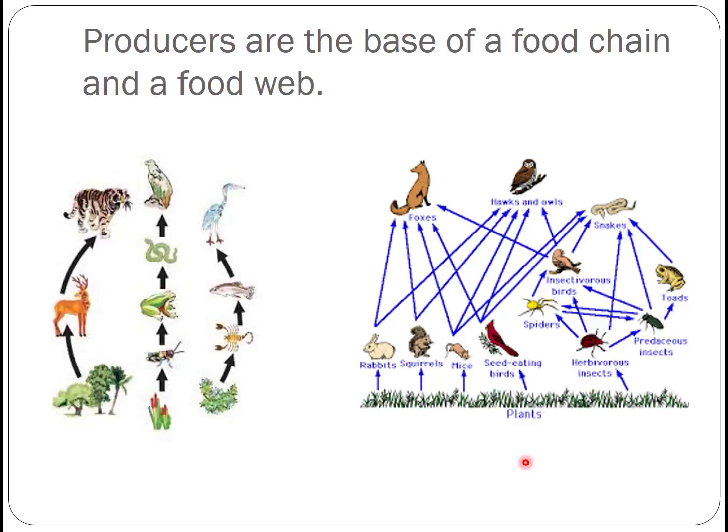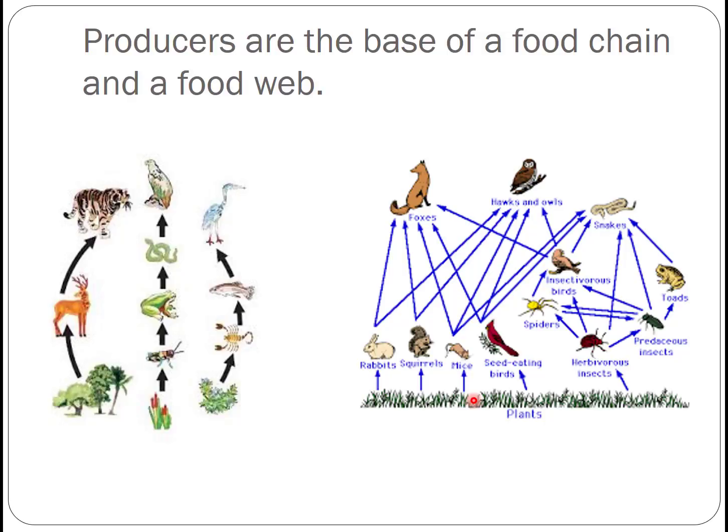Producers are the base of food chains and food webs. They're the only ones that can take the energy from the sun and store it as chemical energy. There are different levels to a food web or food chain. The producers, the autotrophs, are the base. The consumers eat the producers. The consumers that eat just producers are called herbivores. They only eat plant material. That is sometimes the insects, the deer, the rabbits, the squirrels, the mice.